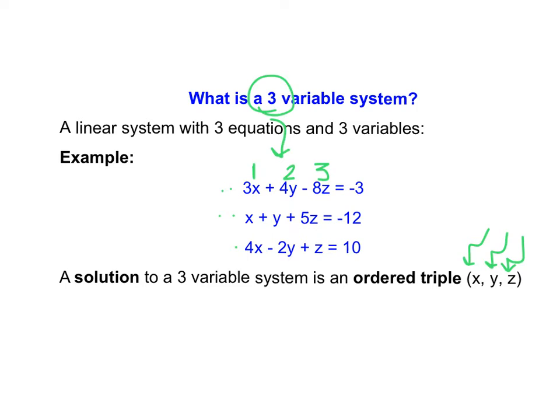Now, the last thing we want to talk about is what our solution to a three-variable system will look like. It will be what is called an ordered triple. It looks like a coordinate point, but it's got three coordinates, and we'll talk about why on the upcoming slide. You'll always list them as x, y, z.